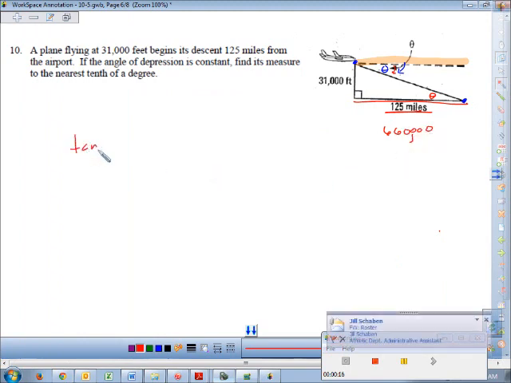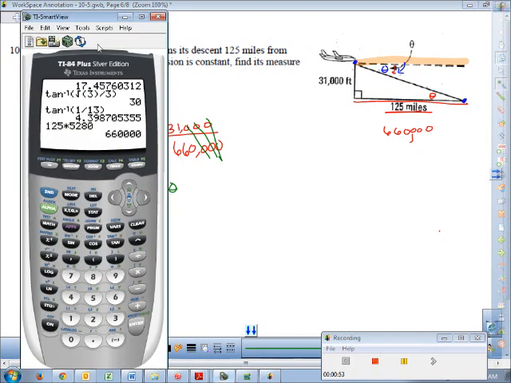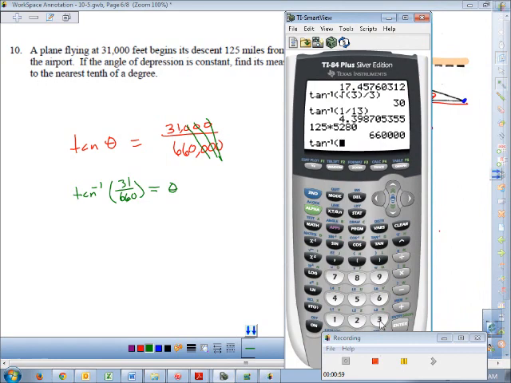And then I can do the tangent of theta to equal opposite over adjacent, 31,000 over 660,000. You don't have to reduce if you don't want to, but I'm going to say peace out to the zeros right there. No need to punch all those zeros in when I retype. The tangent inverse of 31 over 660 equals theta. And I hope I get a small number because that's how the plane's going down. I don't want that plane to crash and kill me by going down so fast. I want it to go slowly, 31 over 660.